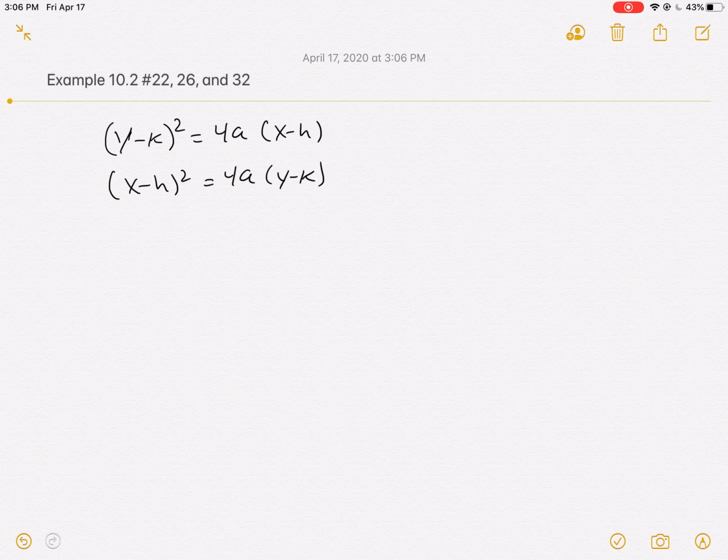Welcome to section 10.2. 10.2's focus is on the parabola. And so I thought we'd get going by looking at a few questions together, and they're in the same group. They're number 22, 26, and 32. And all of them rely upon building the equation of the parabola.